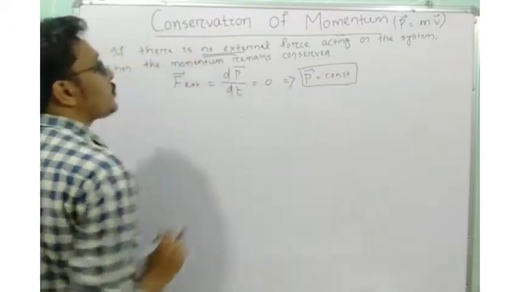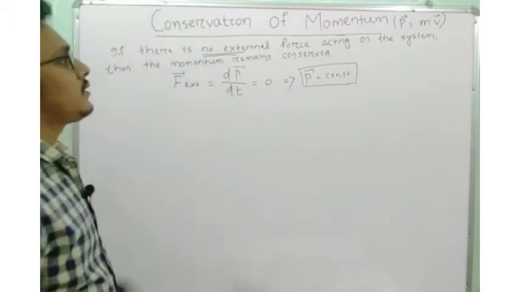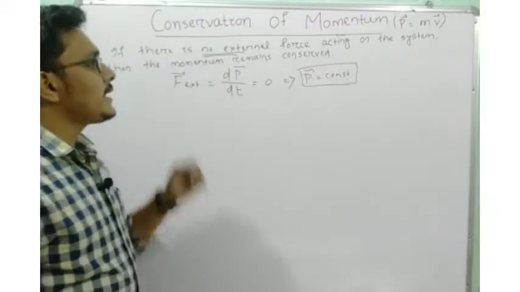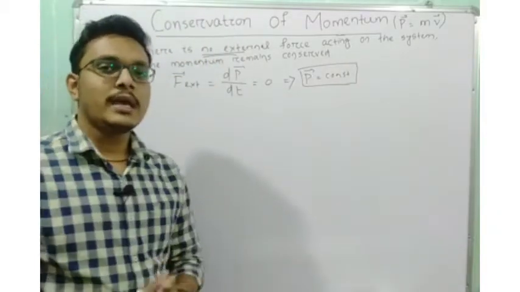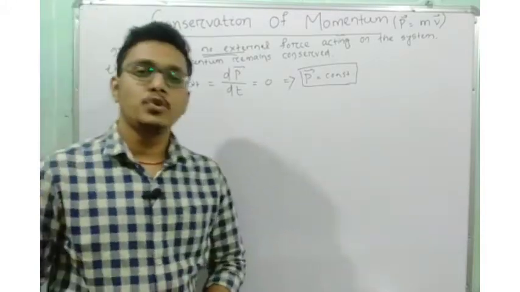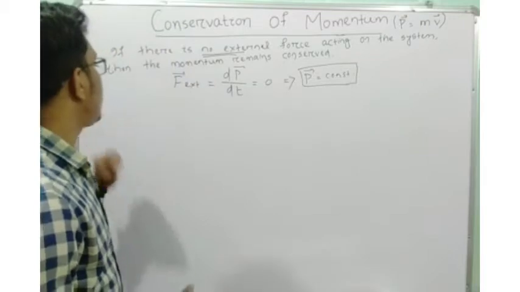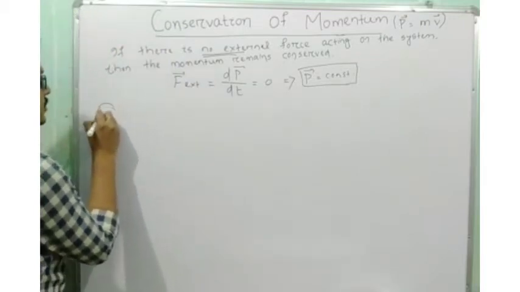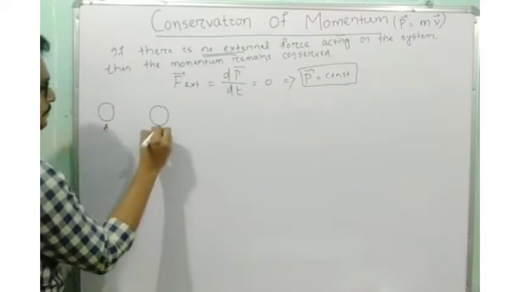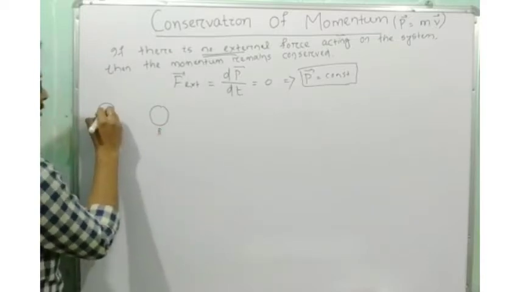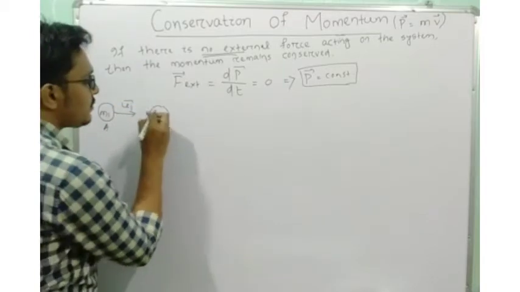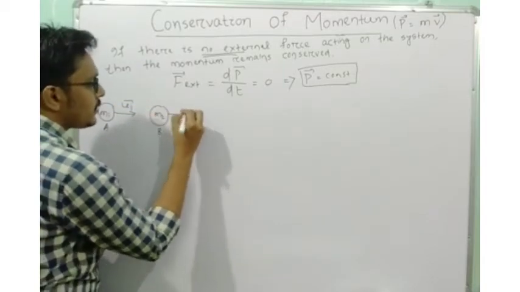So how can we prove this? By taking a system of bodies. Suppose we take the simplest system, that is the system of two particles. One particle is A and another particle is B. A has the mass m1 and velocity u1, and B has the mass m2 and velocity u2.